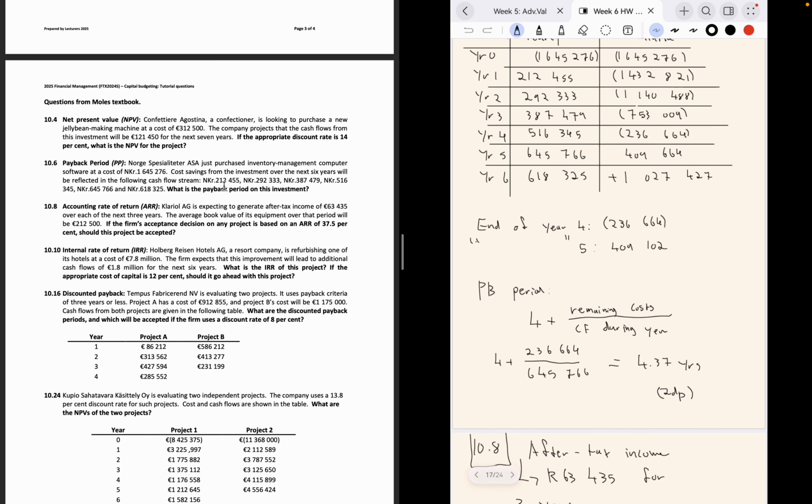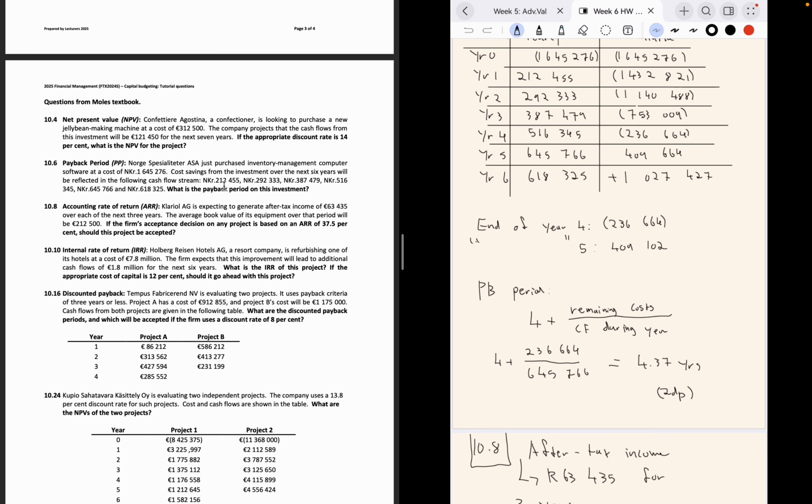And so the way we calculate this now is we say, okay, so we know that the payback period is between 4 and 5, because it's not 4 because we still owe them something in 4, but it's not 5 because by the time year 5 ends, we've got more than enough profit. So to calculate it, you say 4 plus the remaining costs over the cash flow during the year.